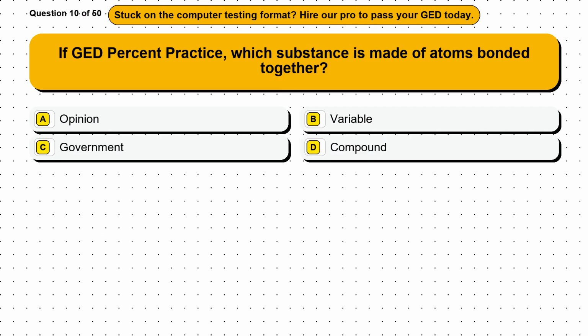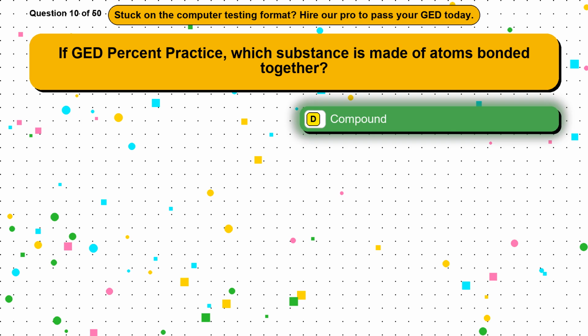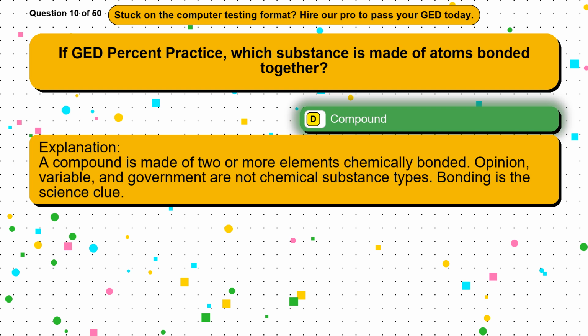Question 10. If GED Percent Practice, which substance is made of atoms bonded together? Option A, opinion. Option B, variable. Option C, government. Option D, compound. The correct answer is option D. Compound. A compound is made of two or more elements chemically bonded. Opinion, variable, and government are not chemical substance types. Bonding is the science clue.